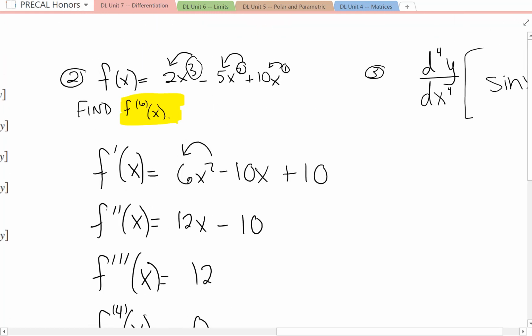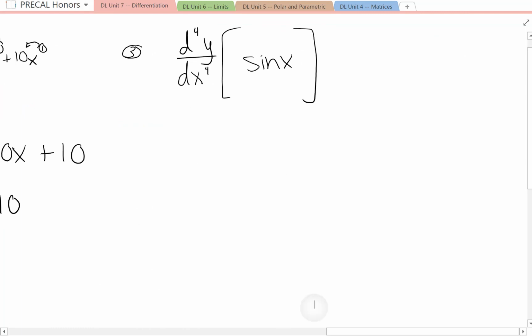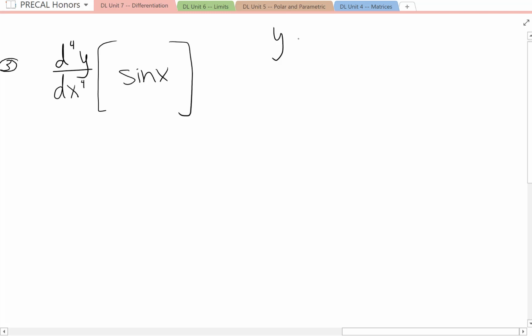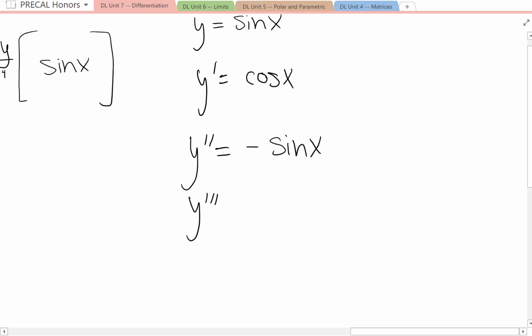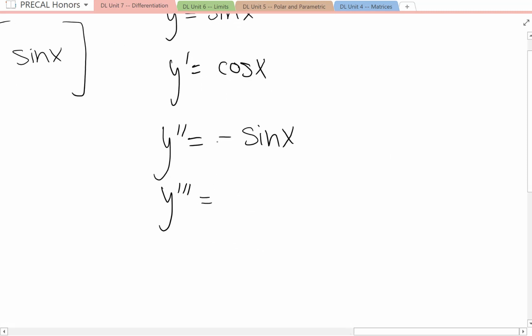All right, and let's try this one. They want us to find the fourth derivative of y with respect to x of sine x. Another way we could write this is that y is the function sine x, and we need to find y, the fourth derivative of y. So I'm going to do it that way. Y prime is cosine x. Y prime prime is the derivative of cosine x, which is negative sine x. Y prime prime prime is the derivative of negative sine x. So negative 1 times the derivative of sine x is cosine x.